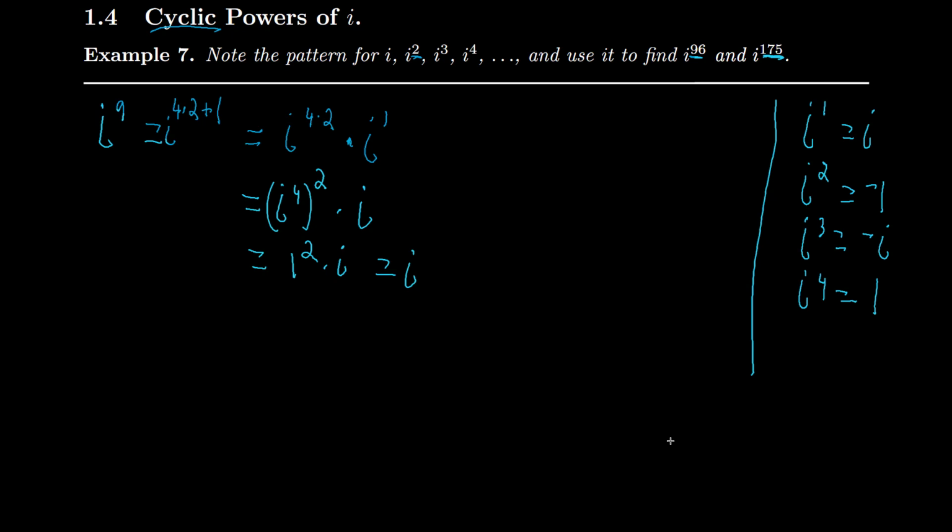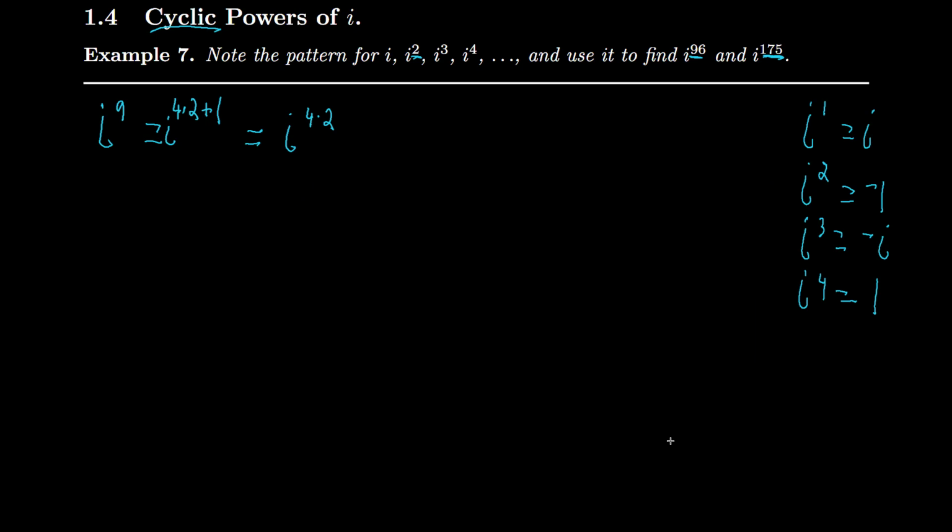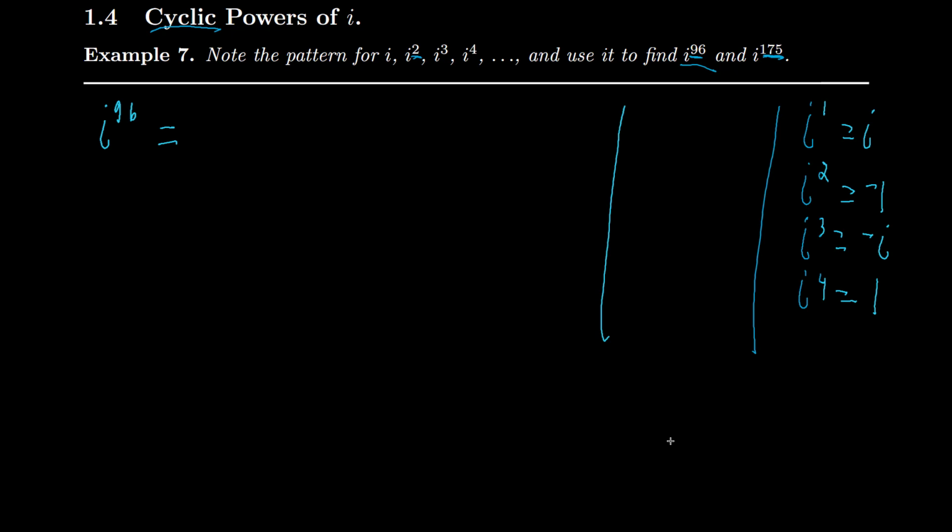That's how you do that. So now, all we're going to do is try a much larger number. Let's do i to the 96th. Okay. So here's how I'm going to do this mentally. I'm going to multiply 4 by numbers until I get as close to 96 as I can get.